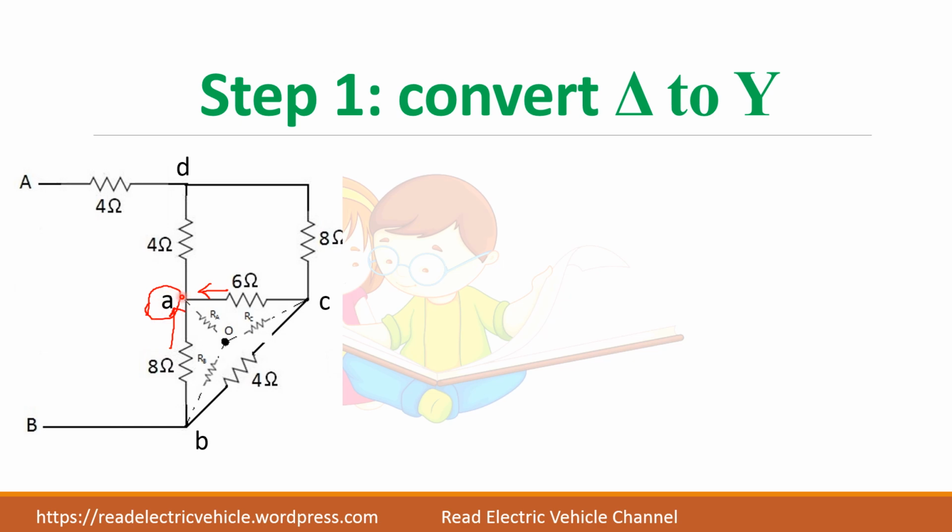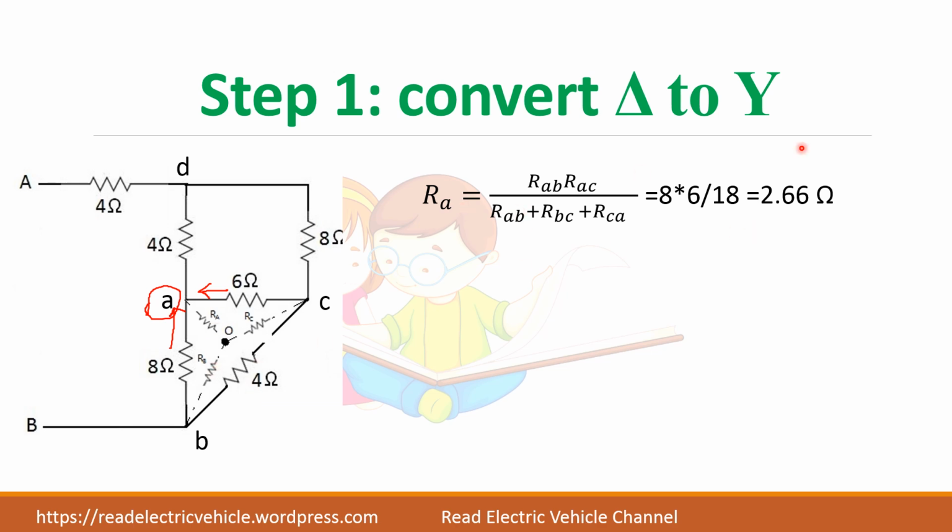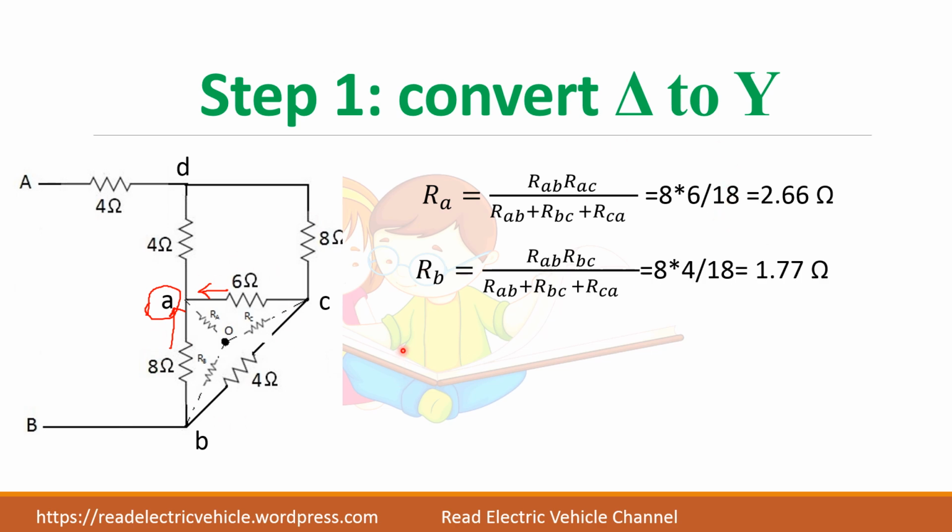So to find this small RA, that is this resistance RA, I have to multiply 8 into 6 divided by sum of the resistance. That is a formula. So 8 into 6 divided by 18, sum of the resistance is 18. So you will get RA. Similarly RB, 8 into 4 divided by 18, and RC 6 into 4 divided by 18. So you got RA, RB and RC.